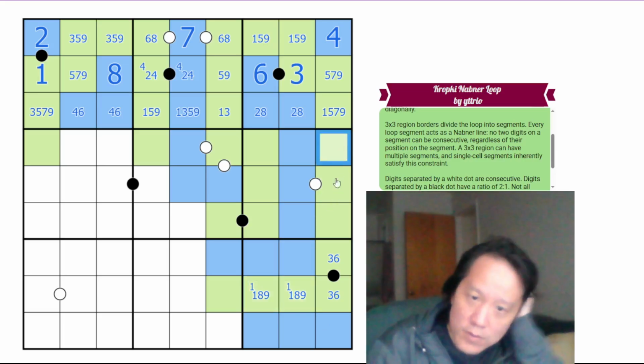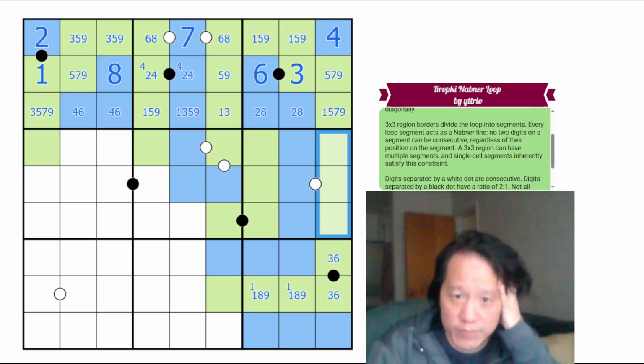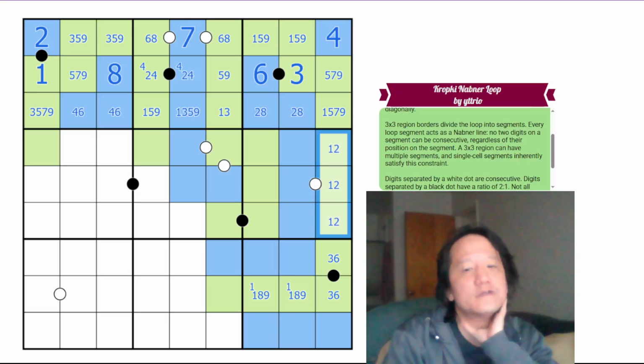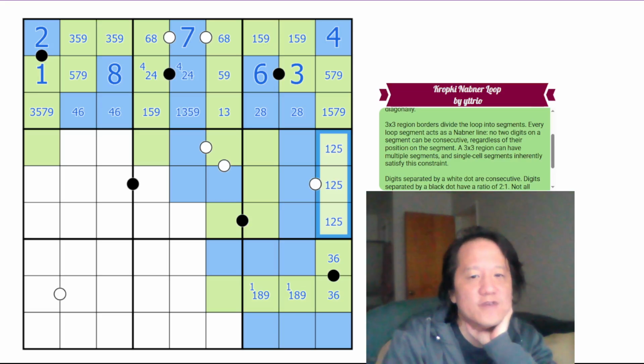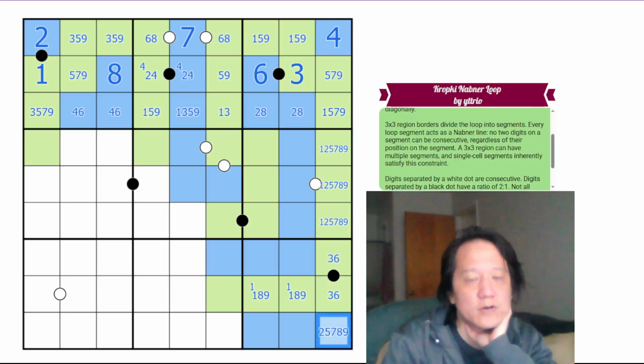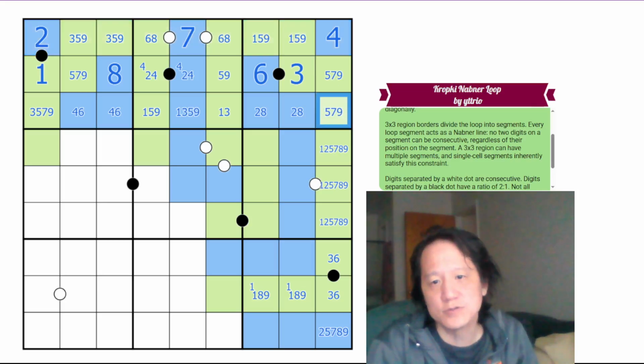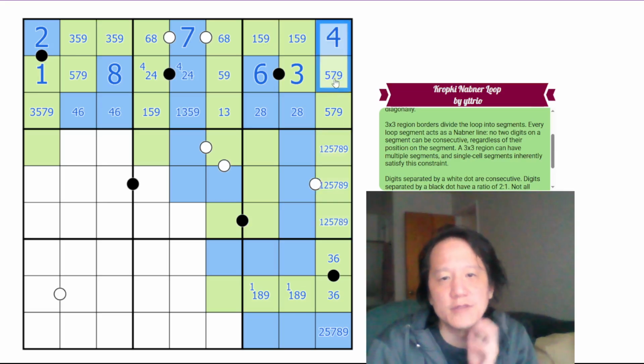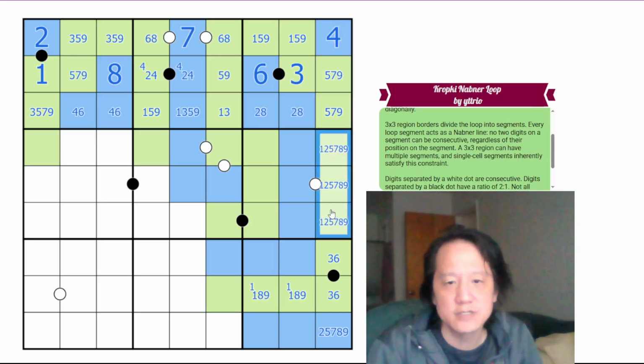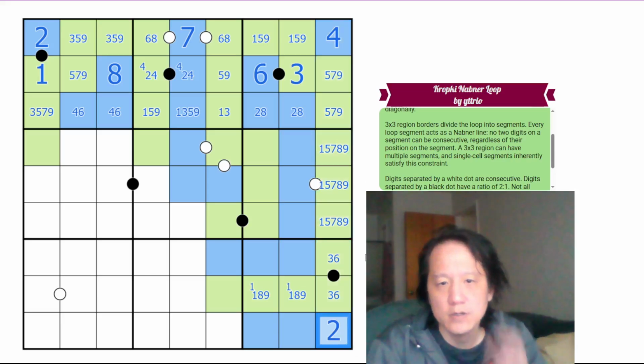Okay. Remaining digits in column 9 are 1, 2, 5, 7, 8, 9. 1 cannot be here. Where's the 1 in row 1? Cannot be any of these, so it must be one of these two. So this cannot be 1. Where's the 1 then in column 9? It must be one of these 3 cells, and therefore 2 cannot be here because 2 would be consecutive with it, and this Nabner line would not work. So where is the 2 then in column 9? It must be here. So this is 2.